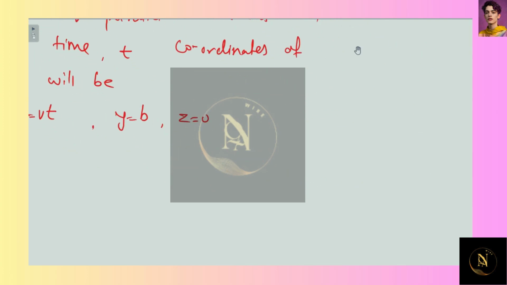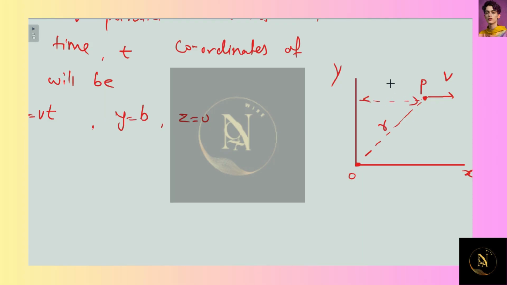We can show it by diagram also. So this is our y-axis, this is our x-axis, and our particle is at this point and it is moving in this direction, that is x direction, with a velocity v, and the position of this particle is P, and this is our origin. Let the distance of the particle from the origin be r. So we can say that this distance is equal to v into t, and this distance is equal to b. This is the particle of mass m.